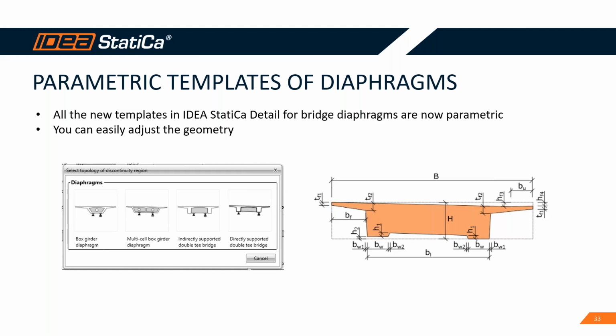So all the new templates in IDEA StatiCa Detail for diaphragms that you can see down here in the picture are now fully parameterized. It means that using several different parameters, like the ones you see in the right picture, you can define a correct geometry, a correct shape of the diaphragm. And from these 4 basic templates, you can easily create the desired shape for the diaphragm that you want to design. The adjustment of the geometry is really simple, and I will show it in a minute in the application in a practical demonstration.